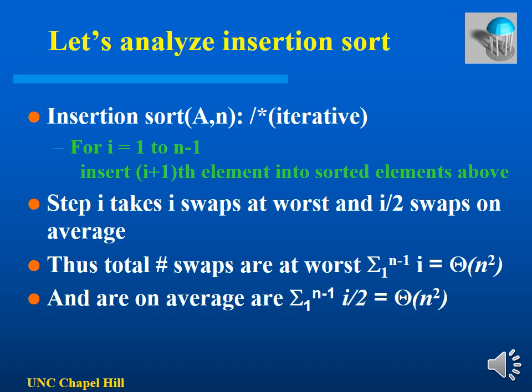In the average case, instead of doing i swap and compare combinations, we only on the average have to do half as many, which means that the sum is half as big as the sum in the at worst. But multiplying by a constant factor of a half doesn't change the order. So insertion sort is an order n squared algorithm, both at worst and on average.